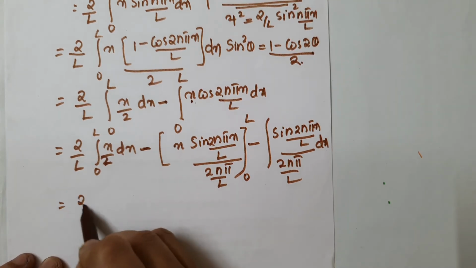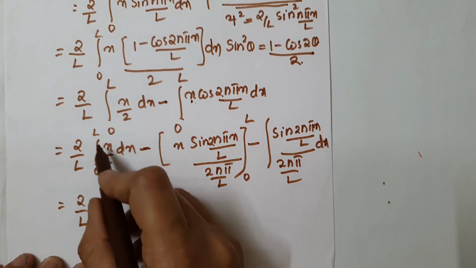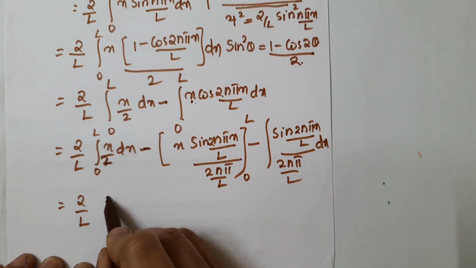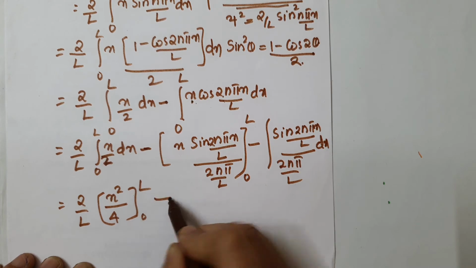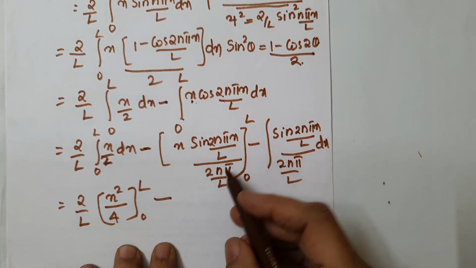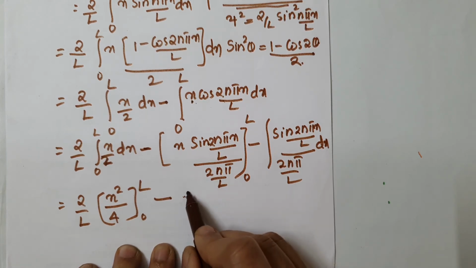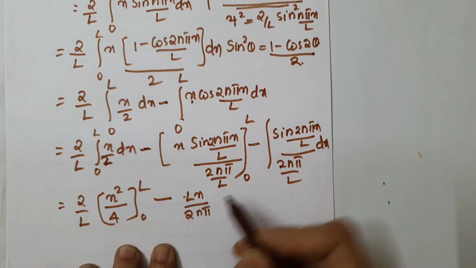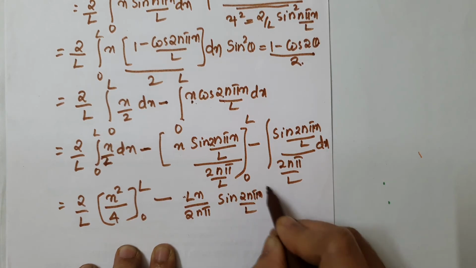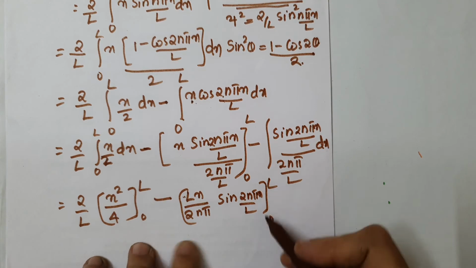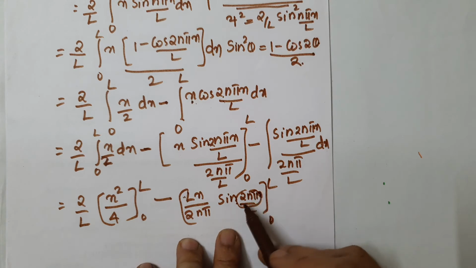For the first term it is 2 by L into, x dx gives x square by 2, and applying the limit, x square by 4, from 0 to L, minus, this is x divided by 2n pi by L, sin 2n pi x by L from 0 to L. Within the limit 0 to L, the sine of a multiple of 2 pi is 0. Then this term will be 0.